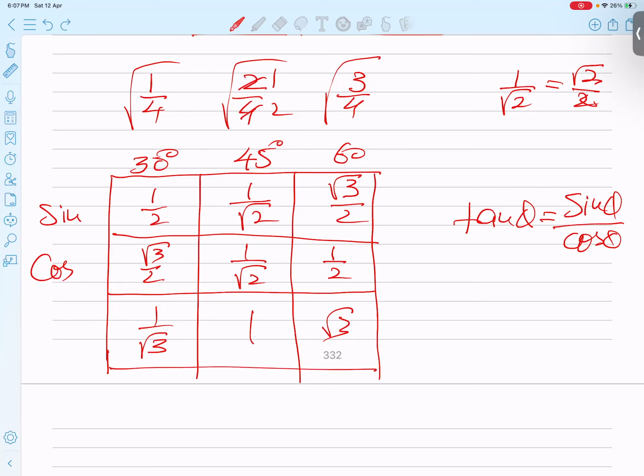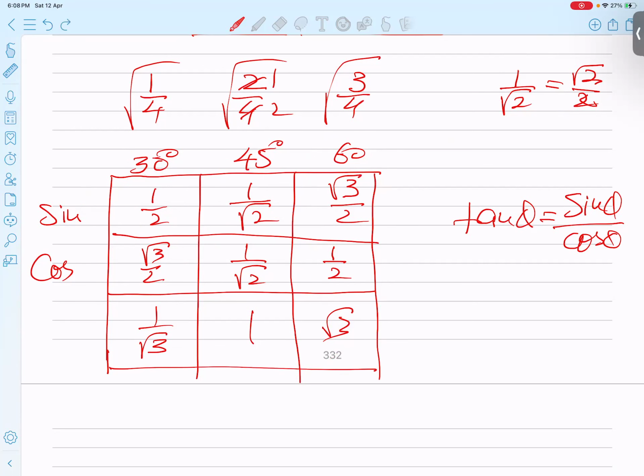I repeat again: sine 30 is a half. Sine 45 is root 2 by 2 or 1 over root 2. Sine 60 is root 3 by 2. And now this value will cross like this, and this value copy paste. That is the reason, after how many questions I have done, I memorize these values.